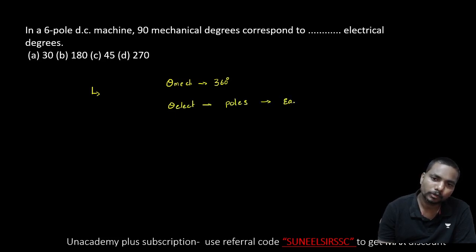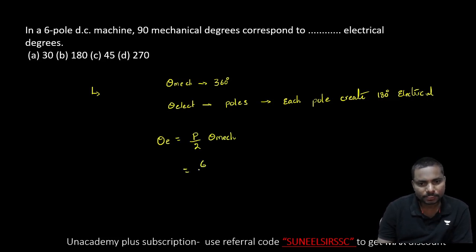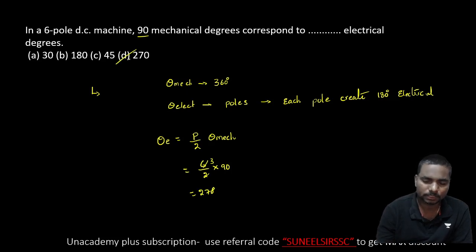Why? Because each pole creates 180 degrees electrical. Here we have the relation: theta electrical is equal to P by 2 into theta mechanical. So here the number of poles is 6 and the mechanical degrees they have given is 90. So 2 3s, 3 into 90, 270 degrees. Very good. Coming to the next question, guys.